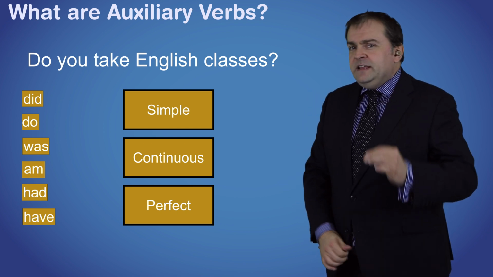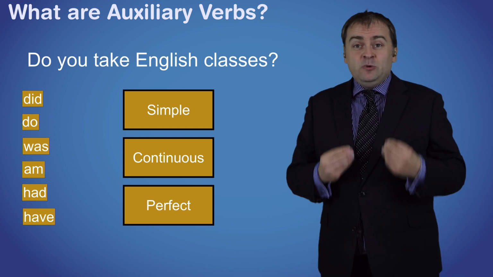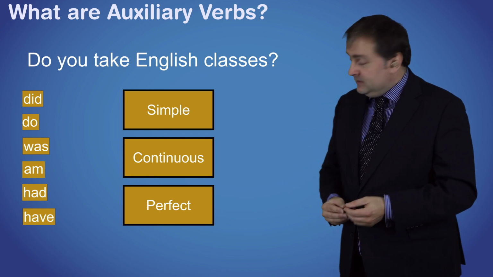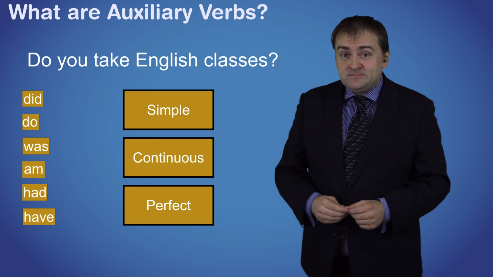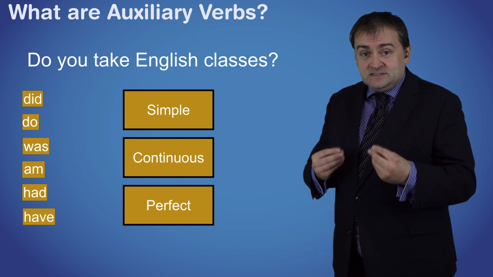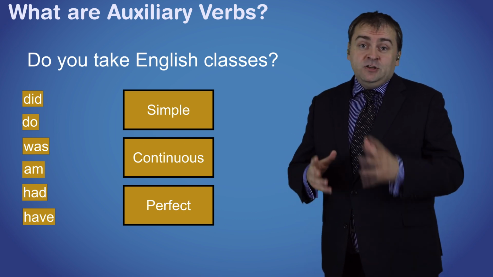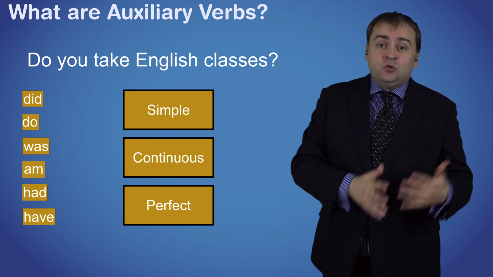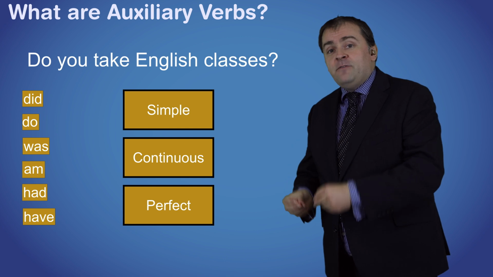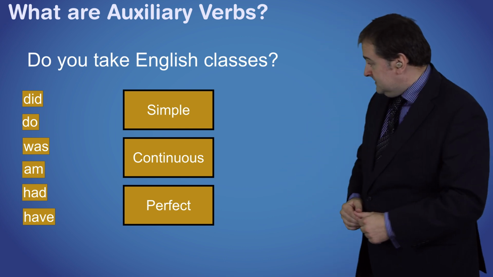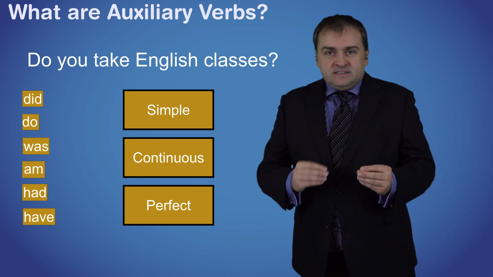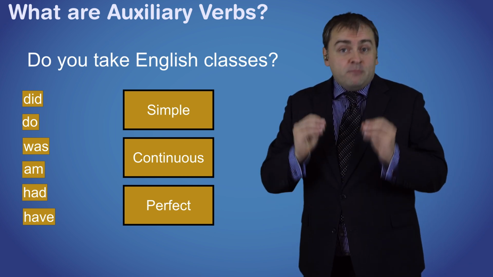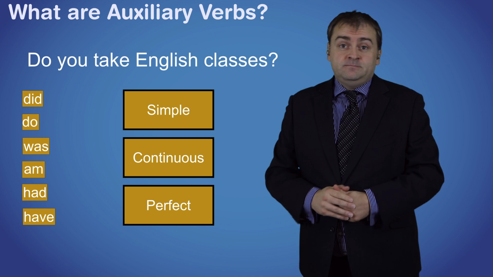So what about the time of action? Can we see what time of action is used based on the auxiliary verb? Yes, we can. In the past tenses, the auxiliary verb uses its past form. So do becomes did, be becomes was or were, and have becomes had. So yes, we normally change the auxiliary verb, not the main verb, to make tense.